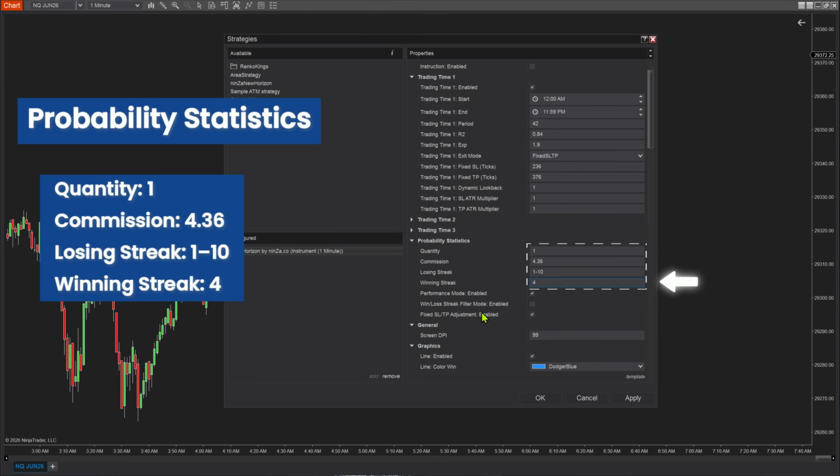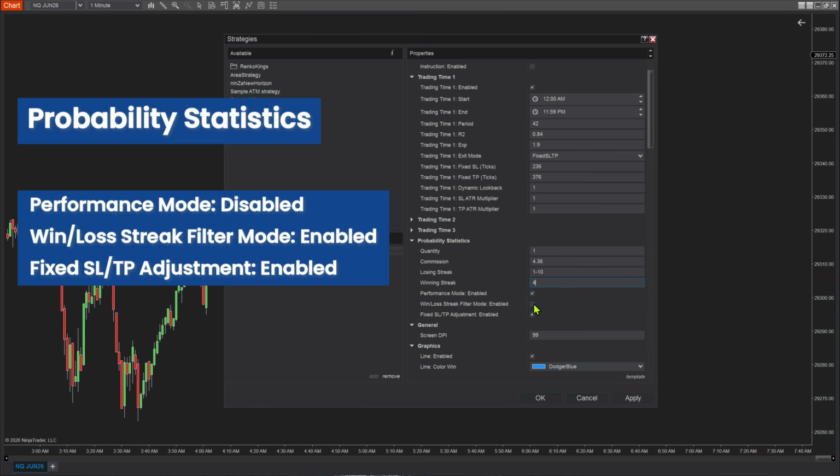Probability statistics is not the primary entry signal itself. Instead, it acts as a secondary probability filter. The bot will continue tracking trade signals normally, but it will only execute real trades when the losing streak or winning streak conditions are satisfied.